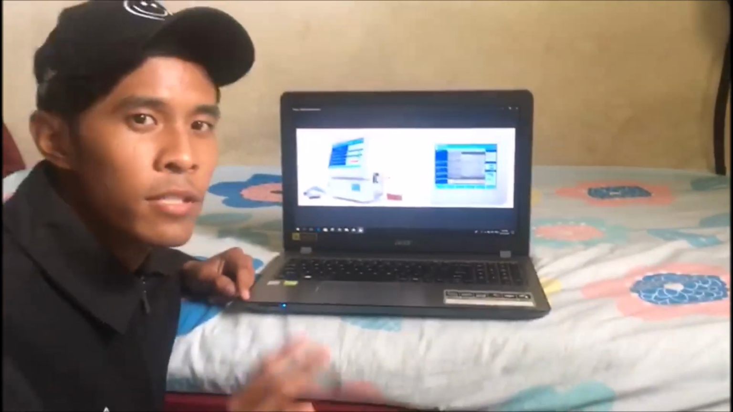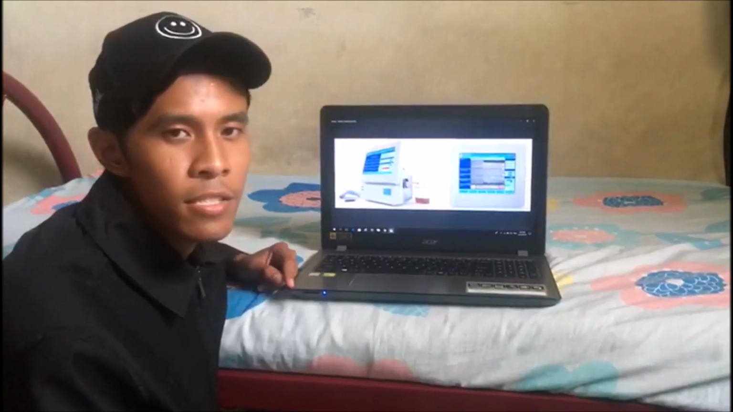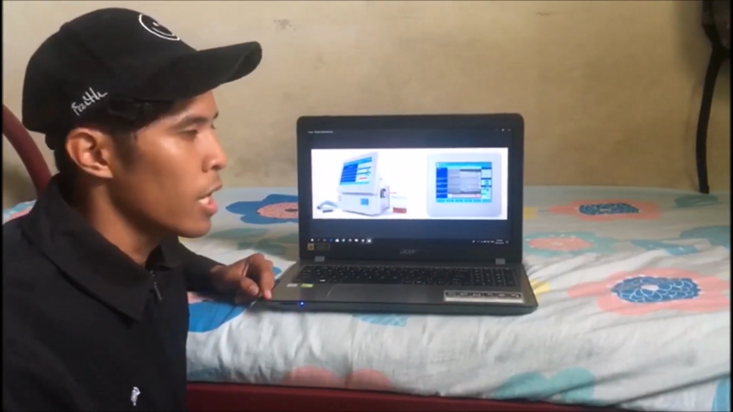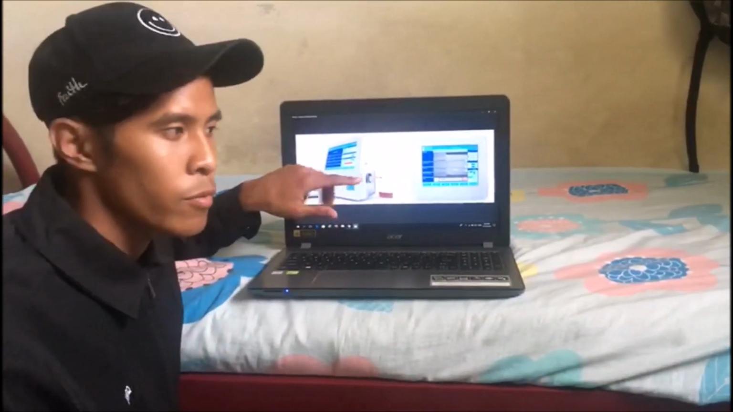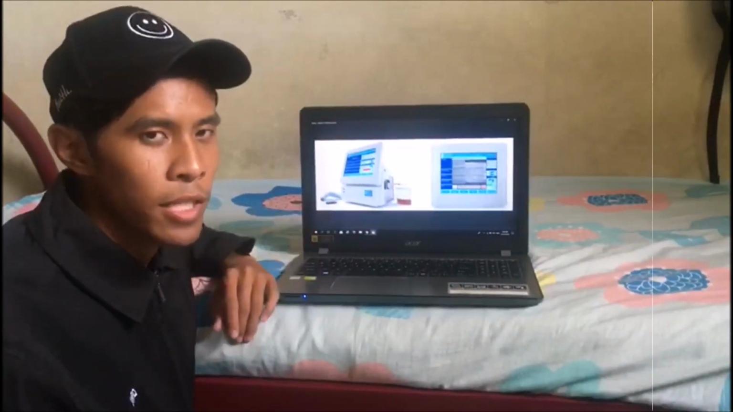We do three temperatures: 30 degrees Celsius, 40 degrees Celsius, and 50 degrees Celsius. While we do this experiment, the precaution step is that we must not have any vibration during the experiment. Okay, that's all from me.